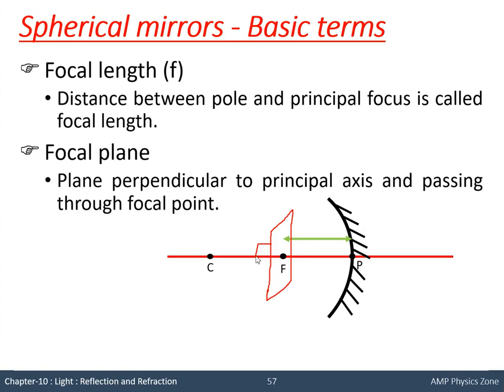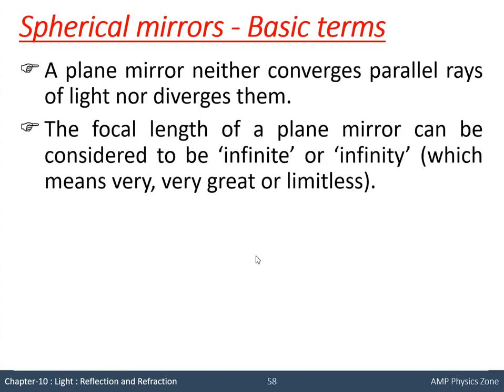Now for the plane mirror, if we check, the rays will neither converge nor diverge, as we have seen in the beginning of the lecture. A parallel beam falling on a plane mirror will remain parallel after reflection. It means the focal length of a plane mirror can be considered to be infinity, which means a very large distance. So in case of a plane mirror, focal length will be infinity, that you have to remember. We will keep till this.